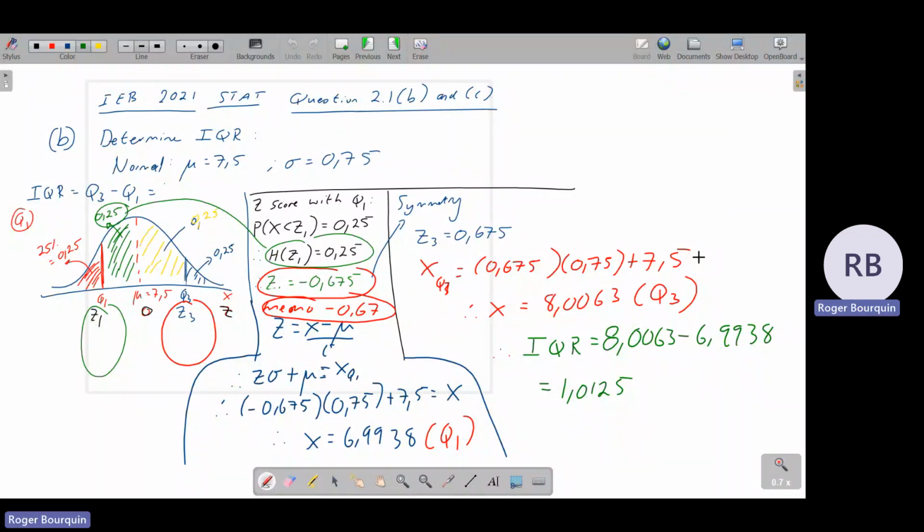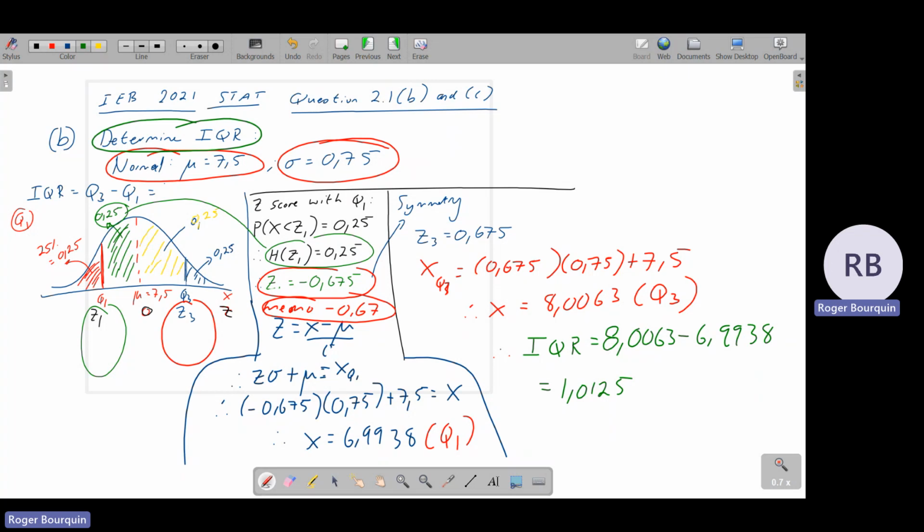Right, so in the 2021 paper, that's paper question 2.1 B and C. The question said you had a normal distribution, and in that normal distribution, mu was 7.5, and it worked out that sigma, which was 45 minutes, is 0.75 hours. The question was, go find the interquartile range.